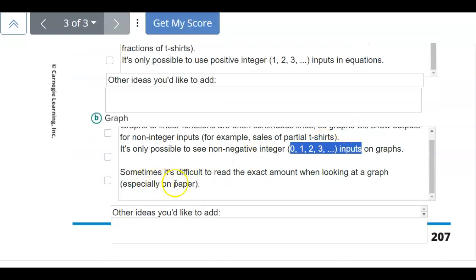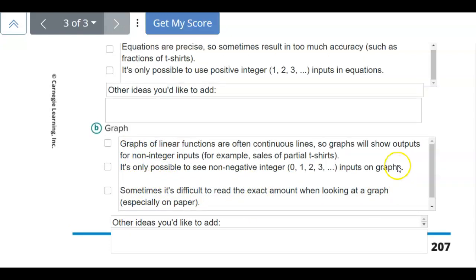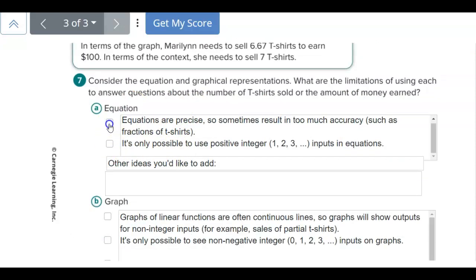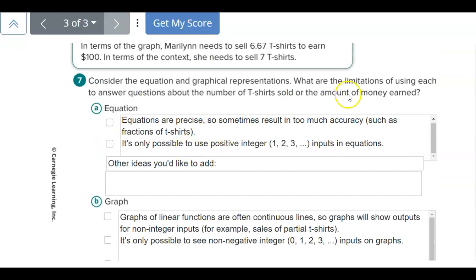And then the last choice that you can choose if it's truly a limitation is sometimes it's difficult to read the exact amounts on graphs, especially if you're looking on paper instead of on a graphing calculator like Desmos. So which of these three, and you can choose more than one answer. In fact, you should choose two. So choose one here. Of these options, choose one. And of these options, choose two. Choose the ones that are truly limitations of each type.